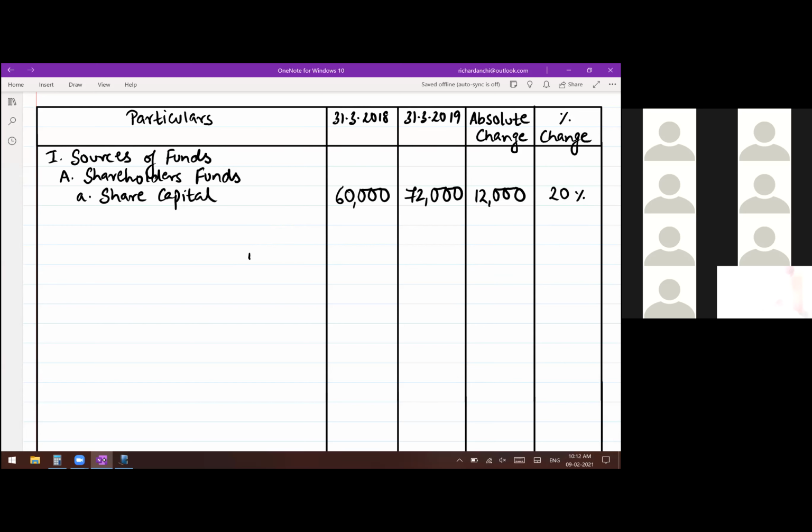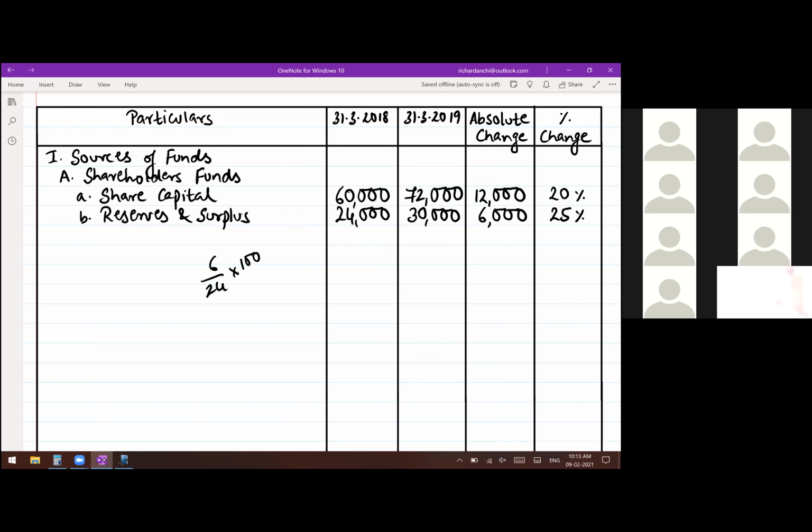Below share capital, reserves and surplus. Point number B, reserves and surplus for 2018 right now. That is 24,000, and for 2019, 30,000. Absolute change, how much? 6,000. Okay. And percentage change, 6 divided by 24 into 100. 25%. Okay, shareholders funds is over.